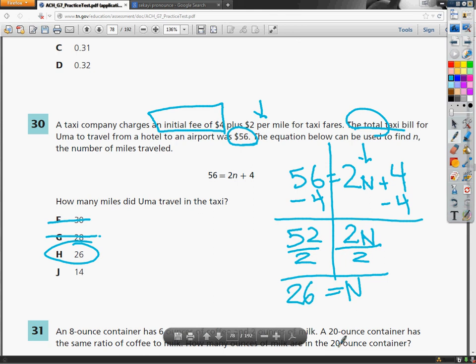So just like we figured out before, either way you want to solve it will get you the right answer, and in the end of all things for this test, that's all that really matters. So good luck with that question when you get it on your test.